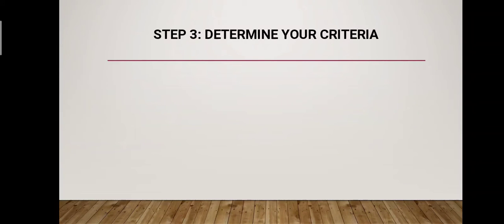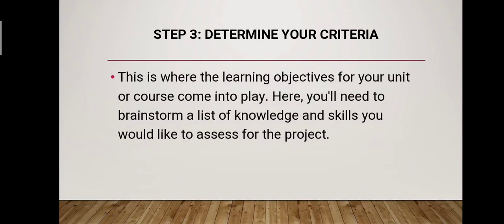Step 3. Determine your criteria. This is where the learning objectives for your unit of course come into play. Here you'll need to brainstorm a list of knowledge and skills you would like to assess for the project.